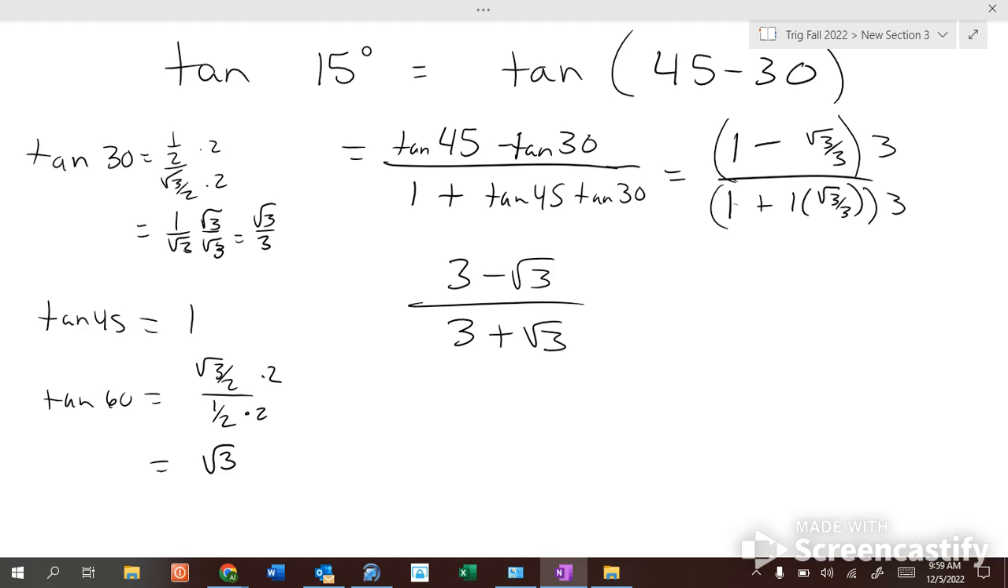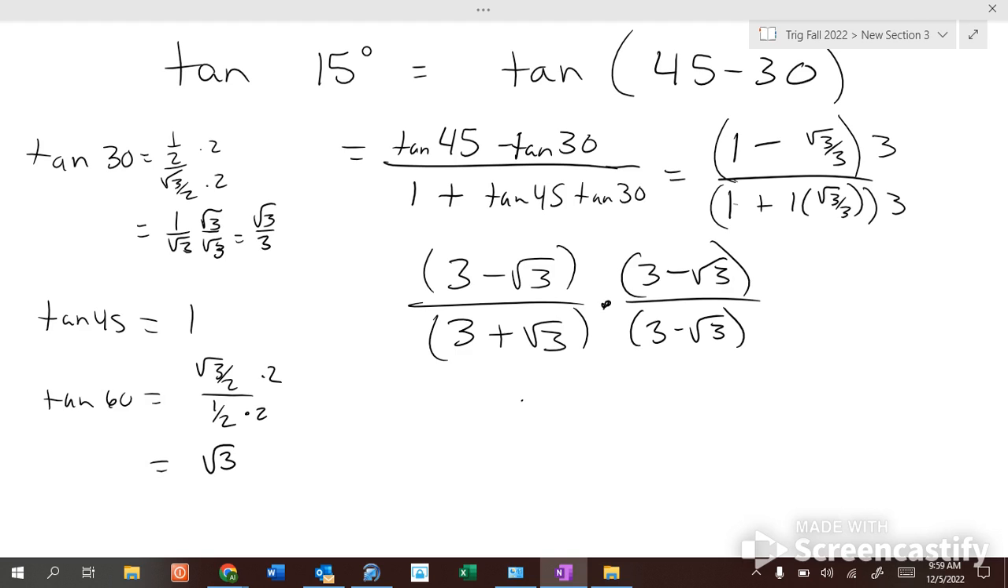Can't have a radical in the denominator. How do we get rid of that out of the denominator, especially if there's a plus sign in the denominator? Multiply by the conjugate of the denominator. What's the conjugate of the denominator? 3 minus the square root of 3. So whatever you do to the bottom, you have to do to the top.